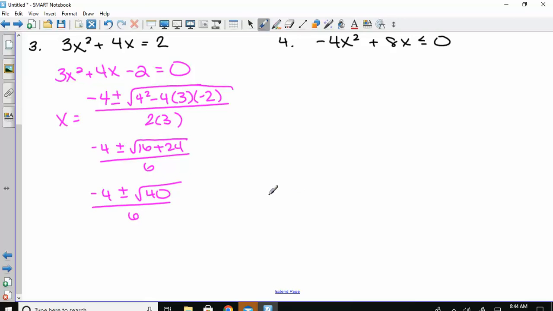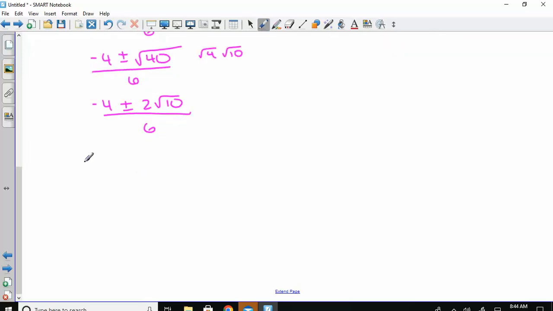What would I need to do here? Take out 4. We can break 40 into 4 and 10. The square root of 4 is 2. So to finish it, you could divide everything by 2. You could write your answer as negative 2 plus or minus 2 radical 10 over 3. Or you could split it up: negative 2/3 plus or minus 2 radical 10.